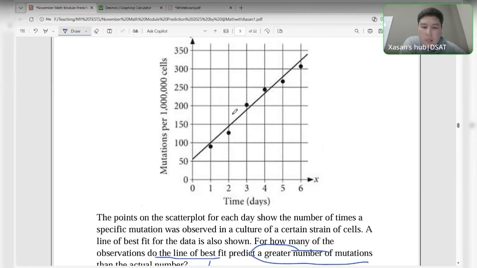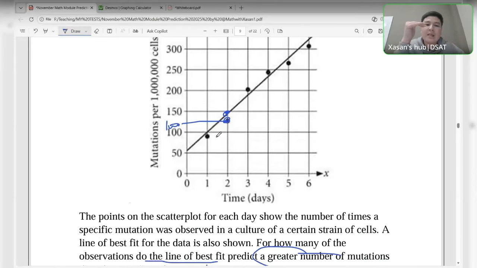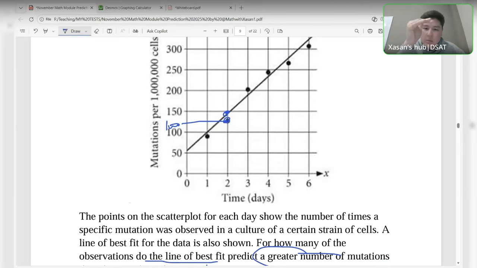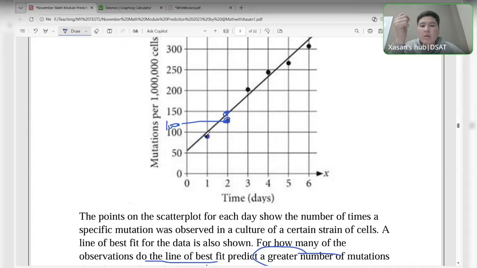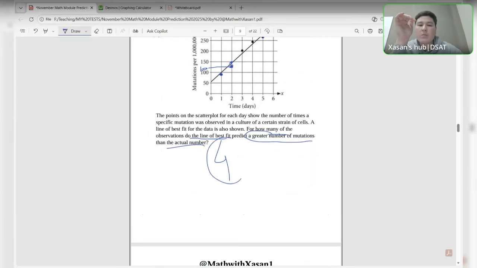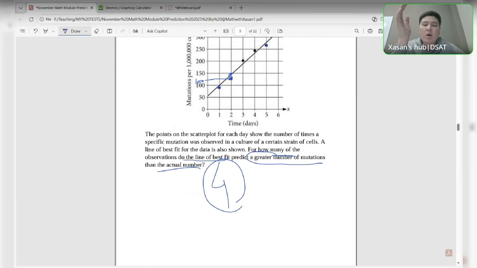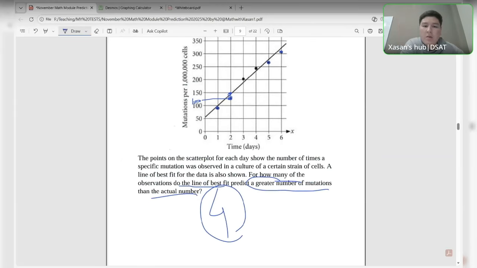And just check with one, guys. If you take this dot, the actual number of mutations here is around 120, but the line of best fit is showing something like 140, right? And for that point, which is below the line of best fit, the line of best fit is predicting greater than the actual value. So you just have to take all the values that are below the line of best fit, which are overestimated. They all are overestimated, and therefore the answer is just 4. That's all.